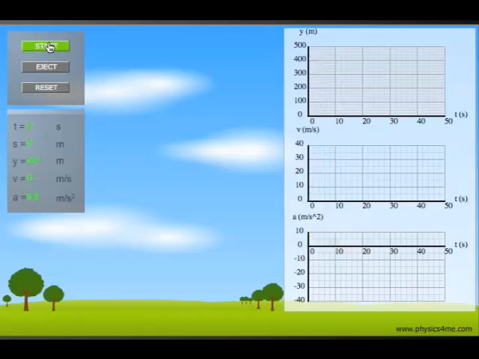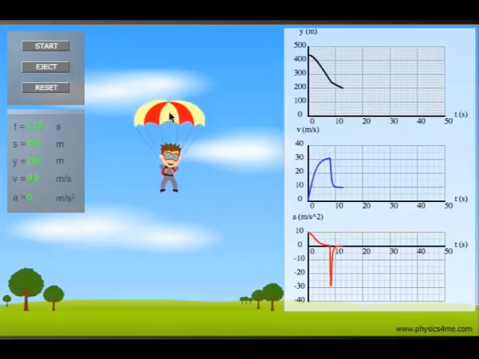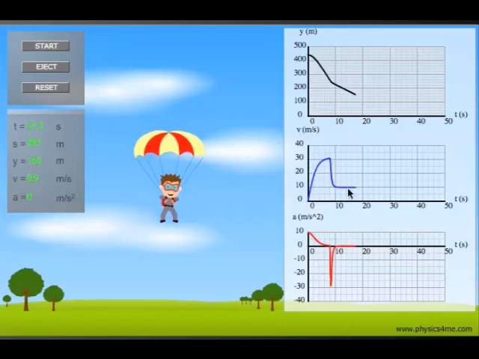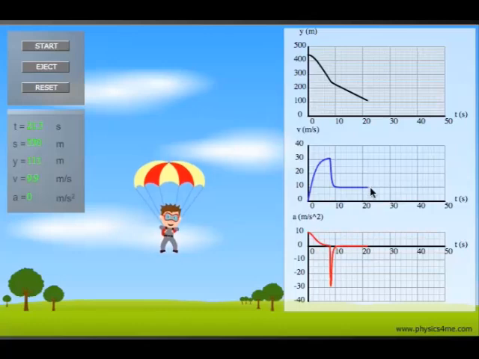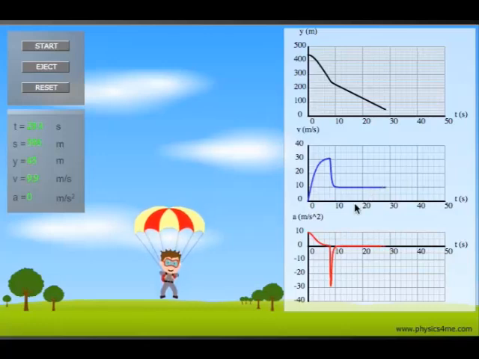So let us give him a new life and a working parachute. Because of its large surface area, the parachute greatly increases the drag force, which reduces the terminal velocity to a much lower velocity, as shown on the graph here. Hence, the skydiver is able to make a safe landing.